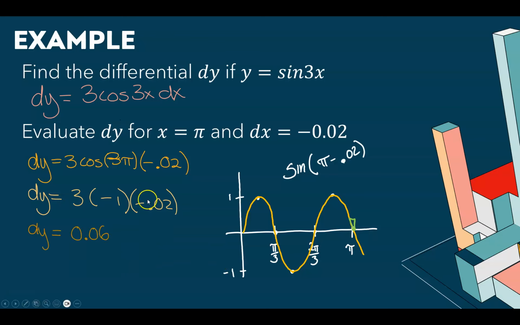Okay. So we get 0.6. And what that means is that sine of pi minus 0.2 compared to sine of pi, right? Our new one is 0.6 more, right? That's the approximate change in y.